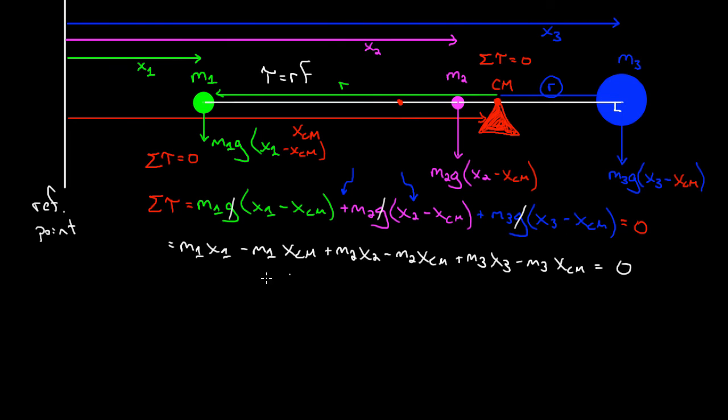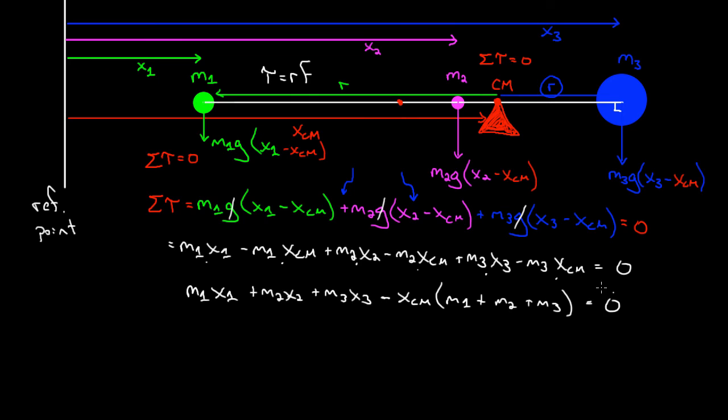So let's compile like terms here. I've got m1 x1, and then I'm just going to add m2 x2. You can probably see the formula emerging here. Plus m3 x3. So this term, this term, this term, and then I've got all these terms with x center of mass. I'm going to factor out an x center of mass, and I'll have m1 plus m2 plus m3 equals 0. Now you can probably see what's happening.